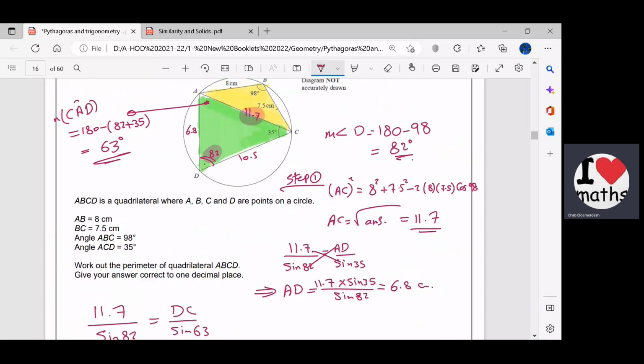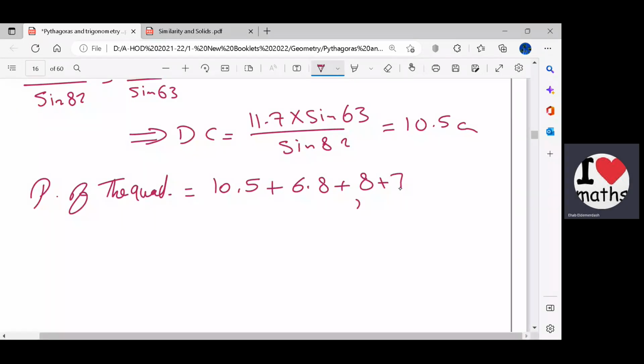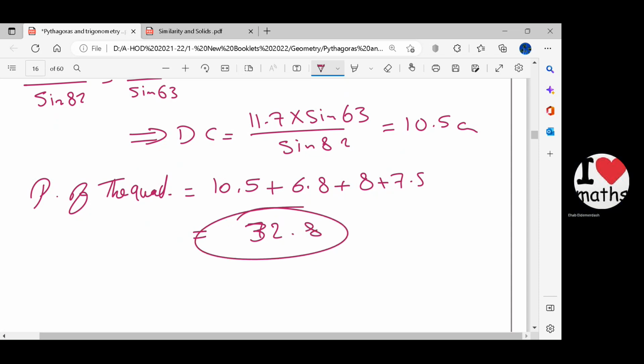By this way, for the perimeter of the quad, I can just add all of these sides together. It's 10.5 plus 6.8 plus 8 plus 7.5. And I can find the total, which is equal to 32.8. Is it clear?